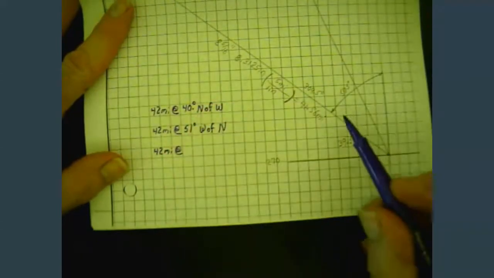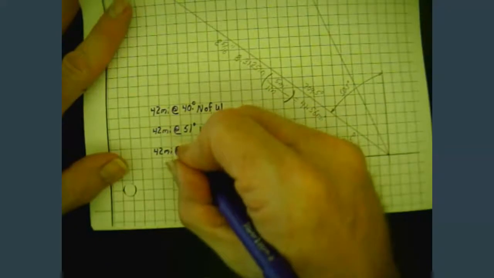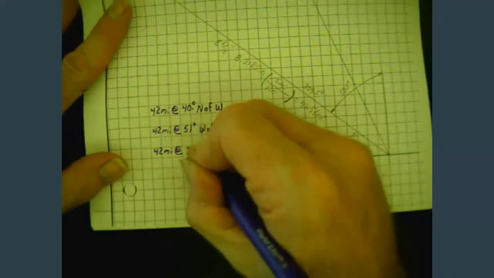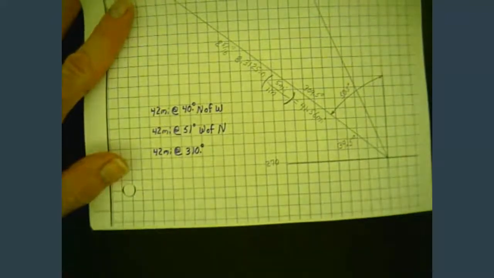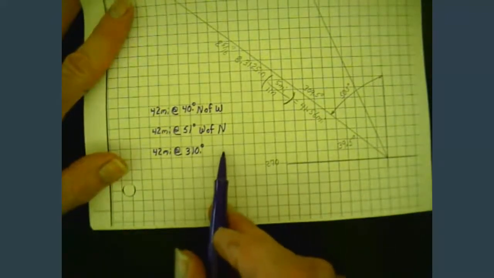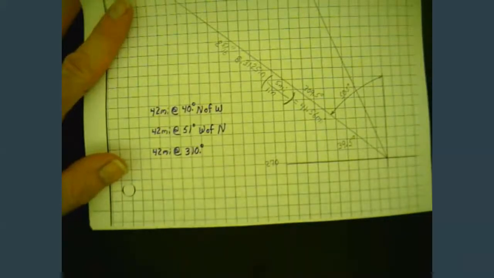Or a third way, 42 miles at 309.5 degrees, so that would round to 310. We want the nearest degree, so I'll put a decimal at the end. And if there's no east-south, north-south, east-west after this, that simply means that's a compass heading. So that would be 42 miles at 310 degrees on the compass heading.